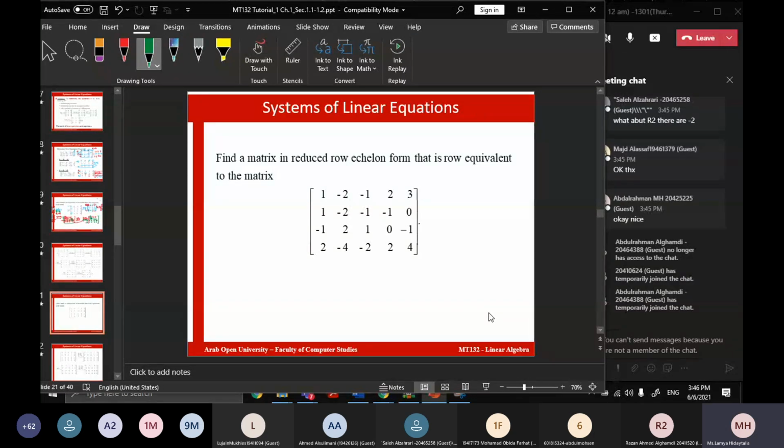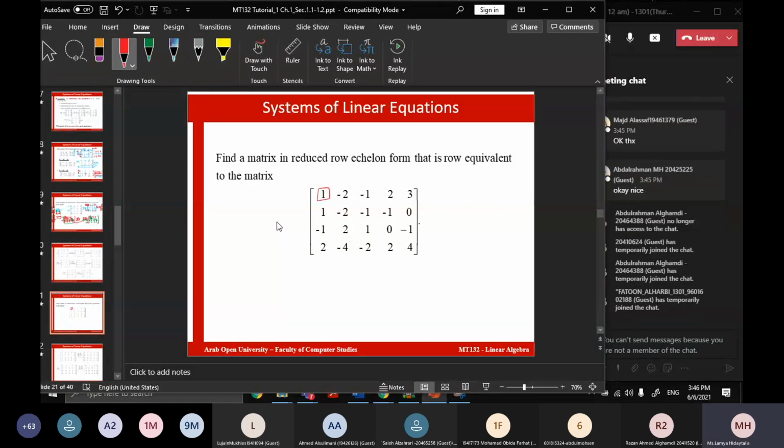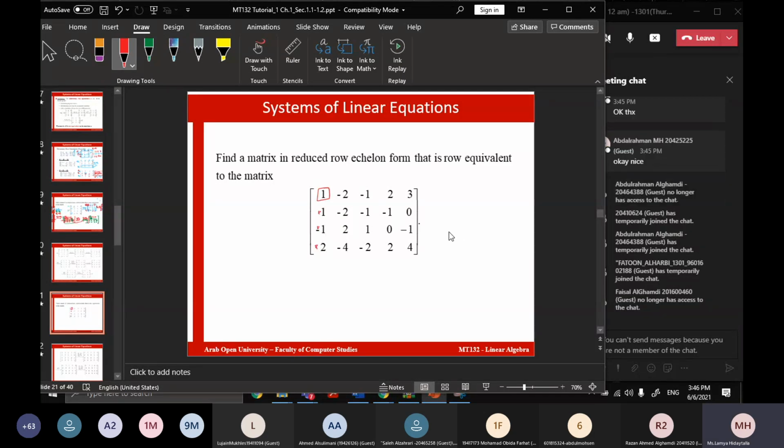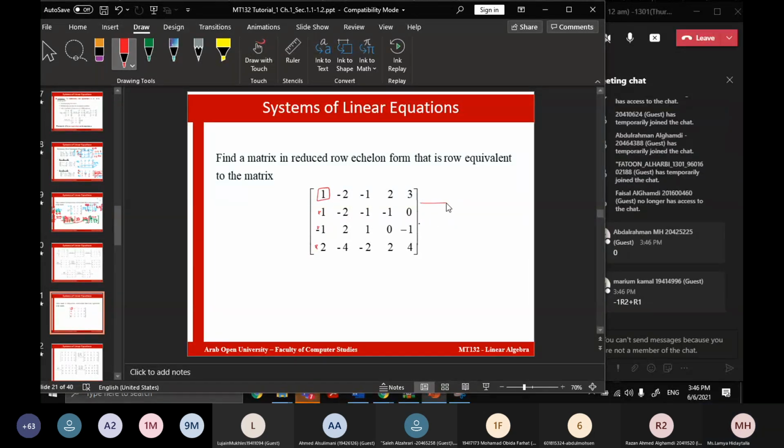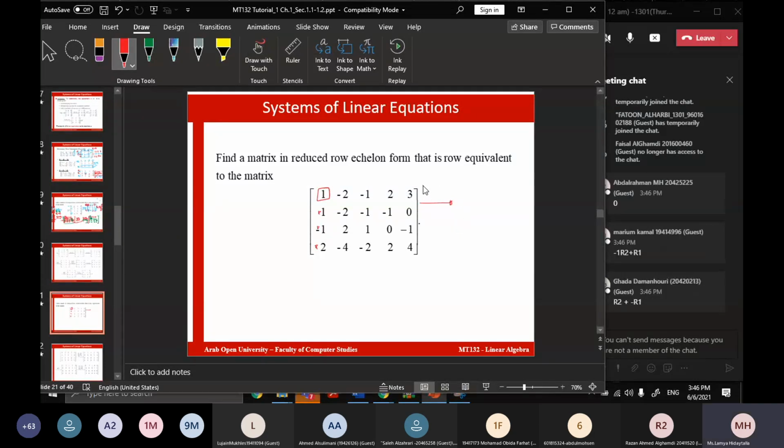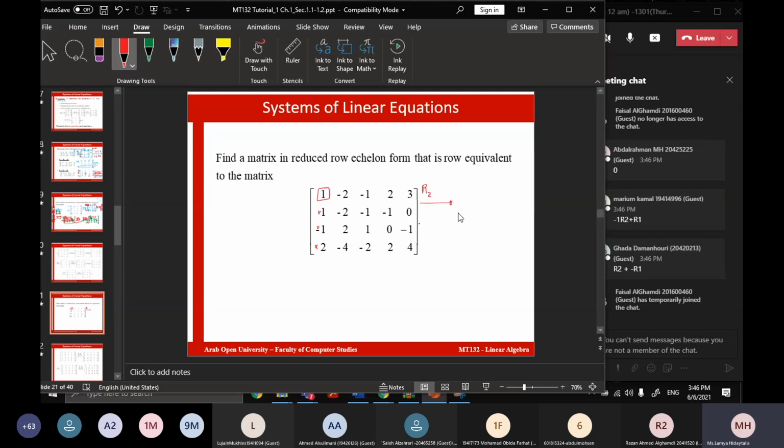Okay. I need help. Anyone? This is the leading one. Easily, what do we need? We need to make all the others in its column equal to 0. How do we do this? We want to change R2 first. How do we change it? What do we do?